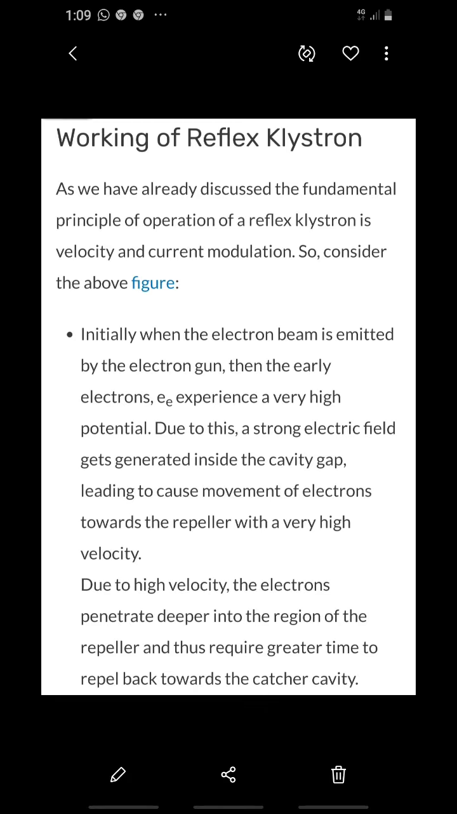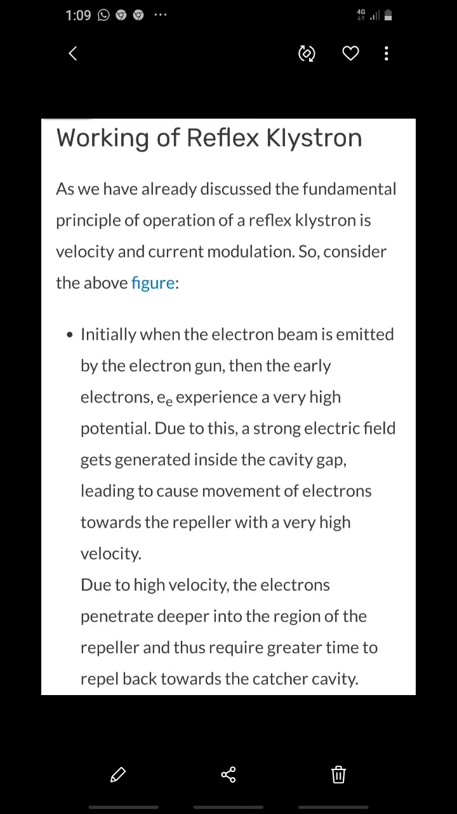Next, working of reflex klystron. As we have already discussed, the fundamental principle of operation of a reflex klystron is velocity and current modulation. So consider the above structure.